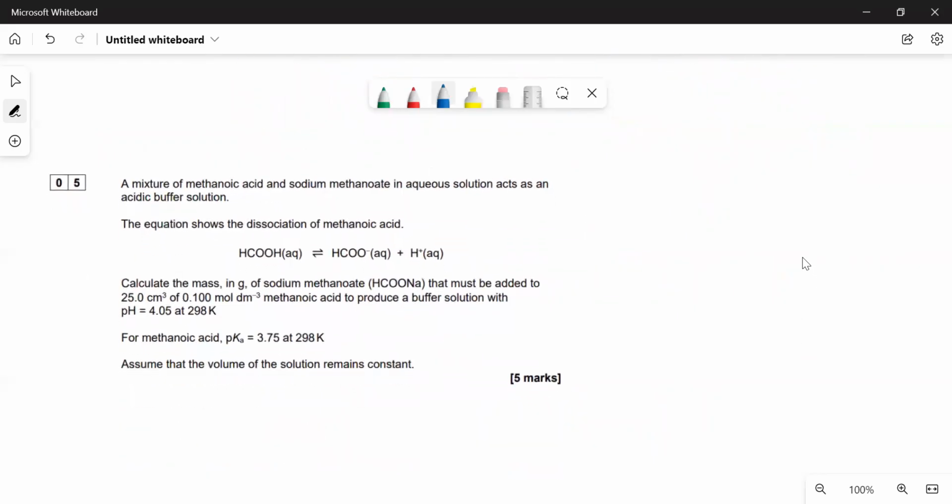Okay, we've got a question about buffers here now. We've got a mixture of methanoic acid, let's call that HA, and sodium methanoate, so Na plus A minus, in aqueous solution, which acts as an acidic buffer. There's the dissociation, so we can write that as HA goes to A minus plus H plus.